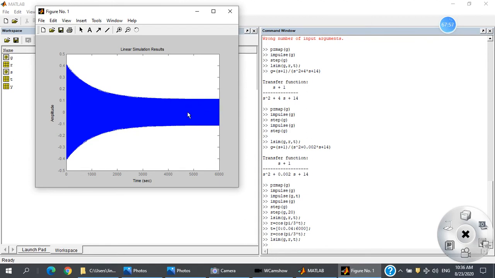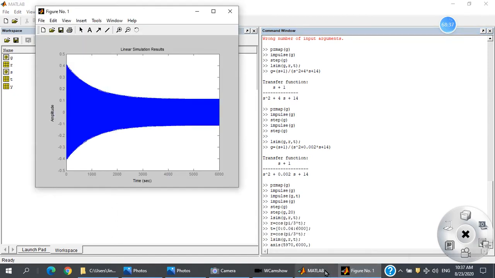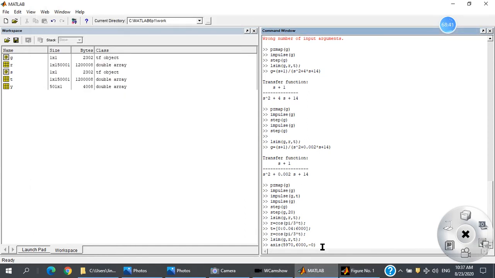But actually this part will be the sinusoid. We can put these just in the, let me see. How to see? I use X as, yeah, this is the command, and I use 6,000, right? If we look at the last, so it's 5,970 to 6,000, and for Y, from negative 0.5 to 0.5. Okay, I gave a range to display this graph.